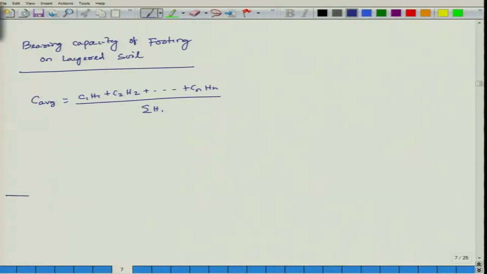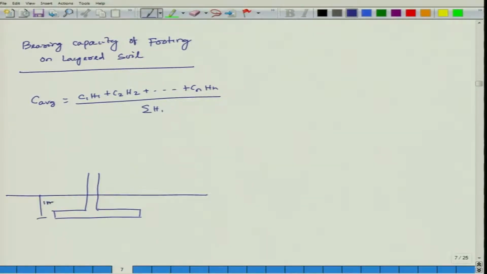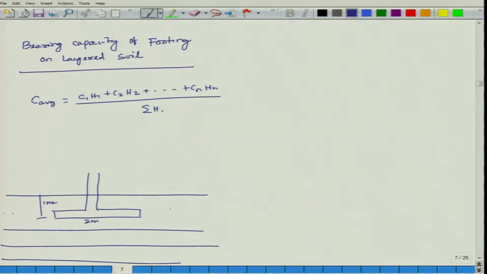Suppose take this example. There is a footing to be constructed below a depth of say 1 meter, and this is your 2 meter, and these are all layered soil. It has been provided C1, phi 1, gamma 1, C2, phi 2, gamma 2, like this. In this case, suppose this is 2 meter, the influence zone will be 2B to 4B. 2B means 2 into 2, so it will be 4 meter.